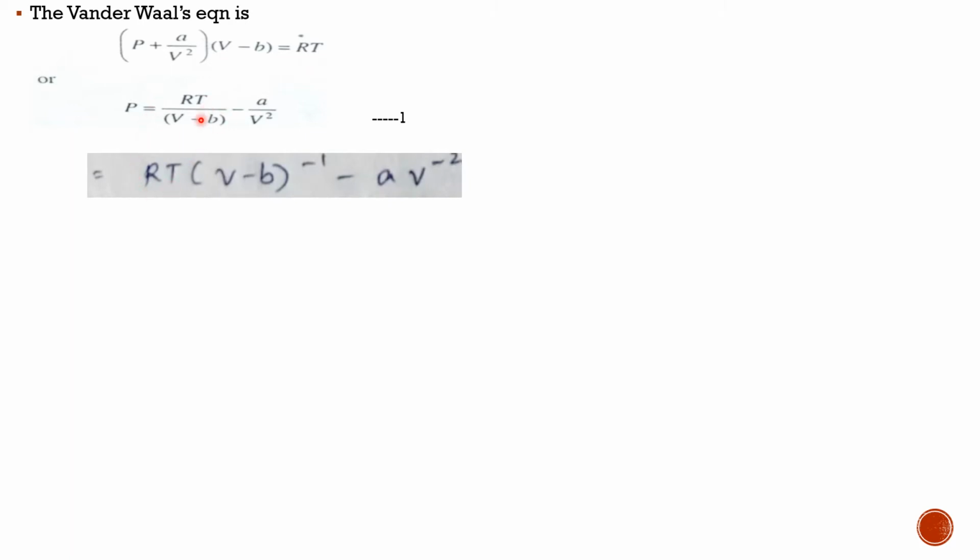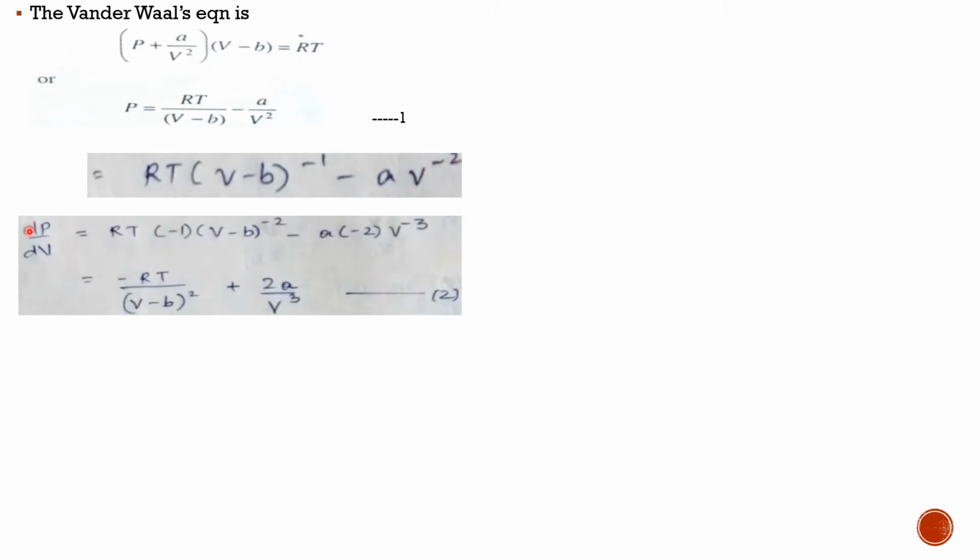We can also now write this with V minus b in the numerator, so (V minus b) raised to minus 1, and V square also in the numerator, so V raised to minus 2. Now differentiate the equation. dP by dV will be equal to RT into minus 1 into (V minus b) the whole raised to minus 2, and minus a into minus 2 into V raised to minus 3. Rearrange the equation in the form: dP by dV equals minus RT upon (V minus b) the whole square plus 2a upon V cube. Equation 2.